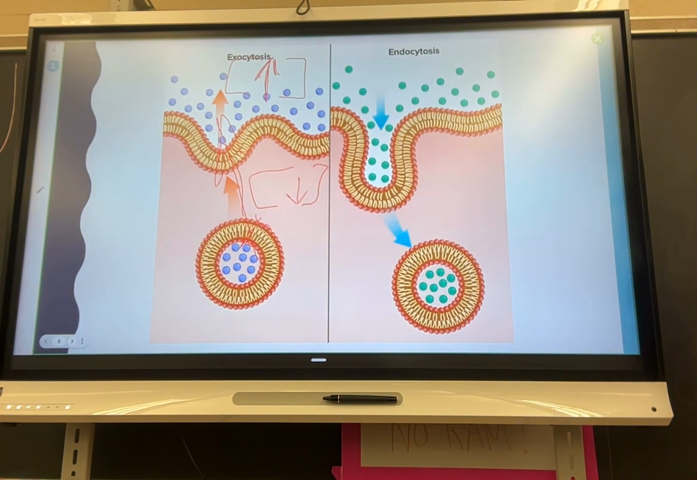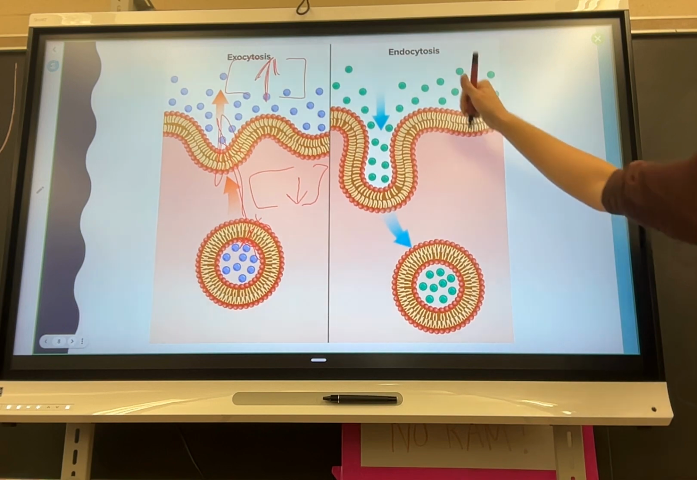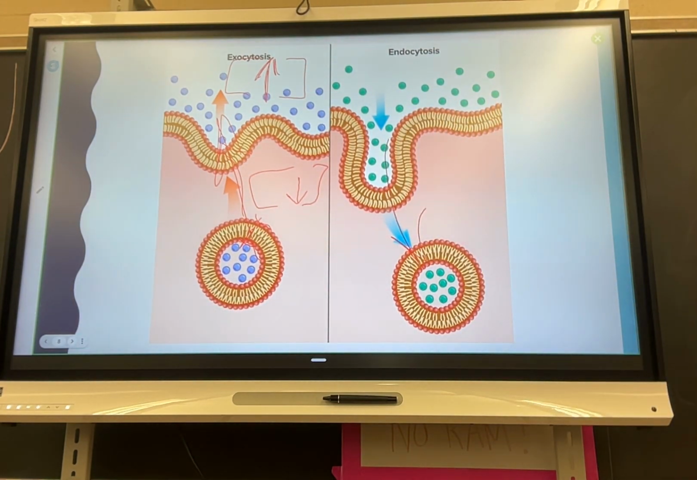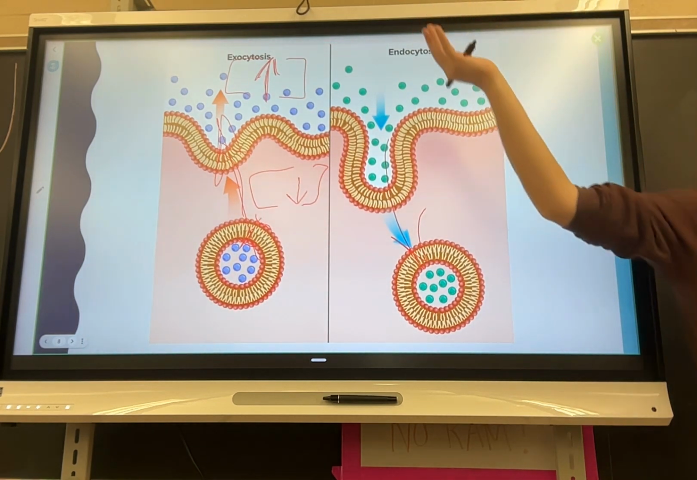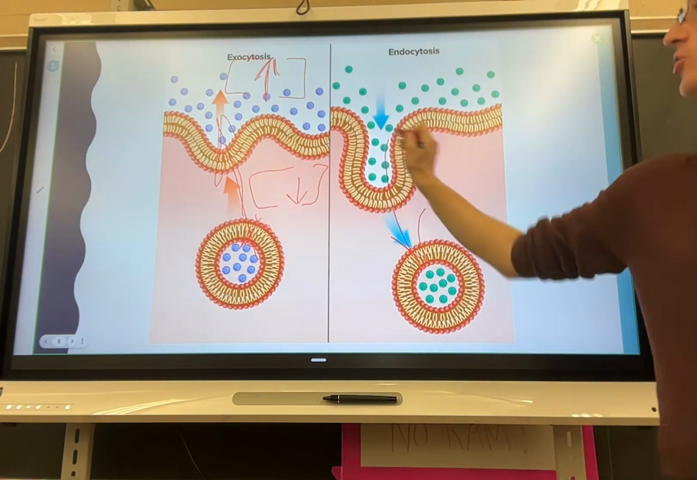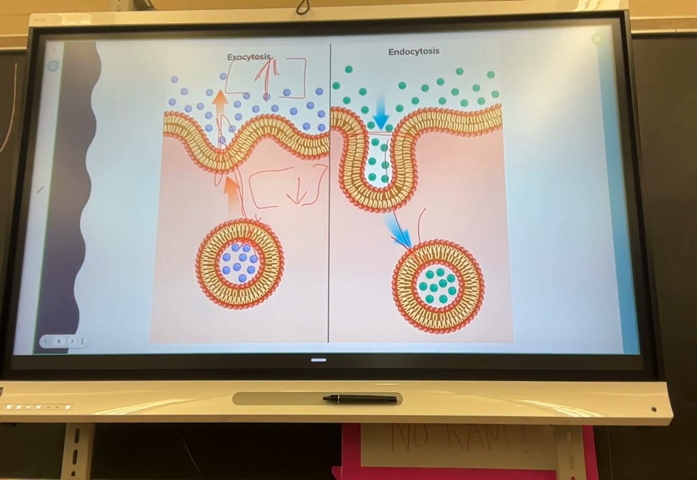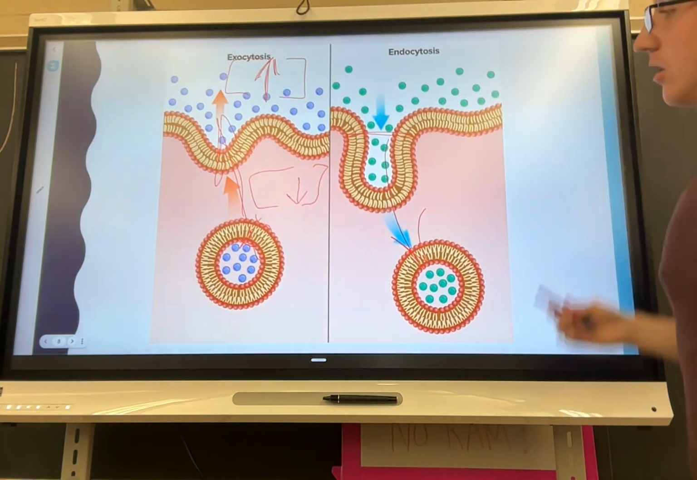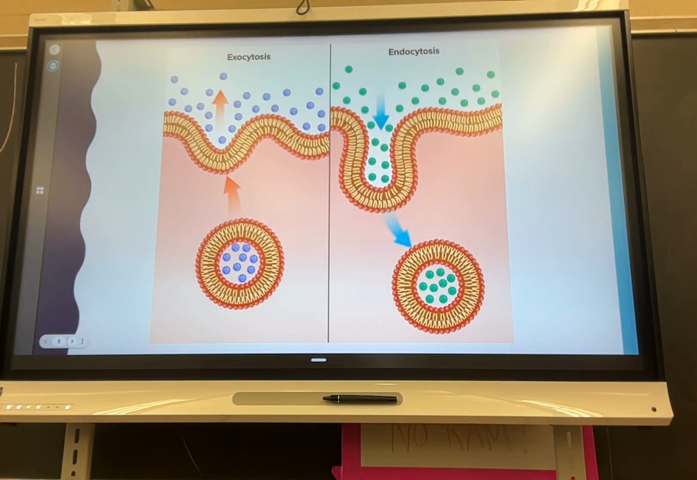In endocytosis, we are going to take particles from the outside. We are going to bring them in. Now, this is a type of active transport, even though it doesn't look like it, because we have to physically bend and shape the cell membrane to create that vesicle. It needs to pinch off to create that little bubble, that little vesicle. So this one is going to bring particles into the cell. Any questions on the basics of endo and exocytosis?